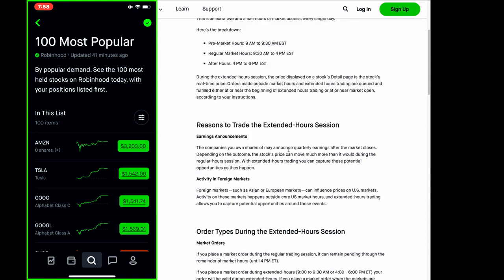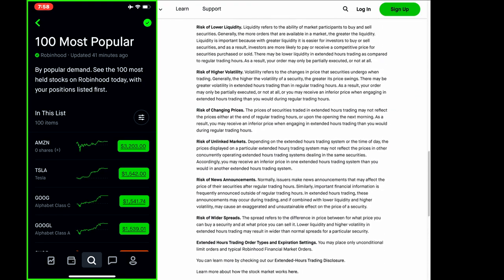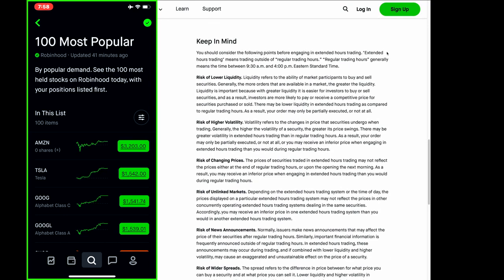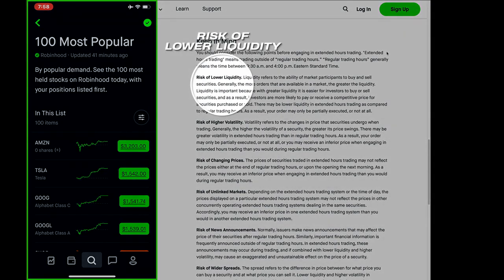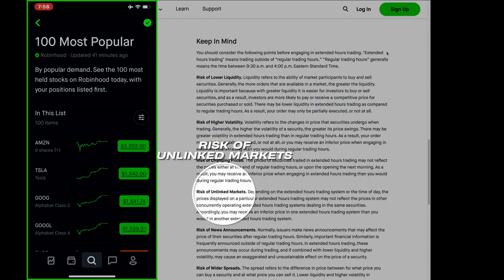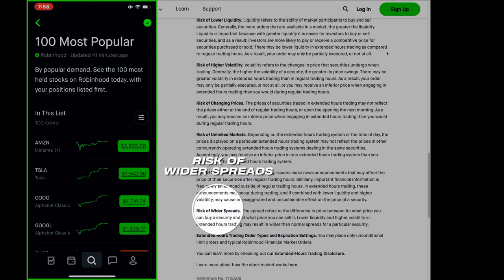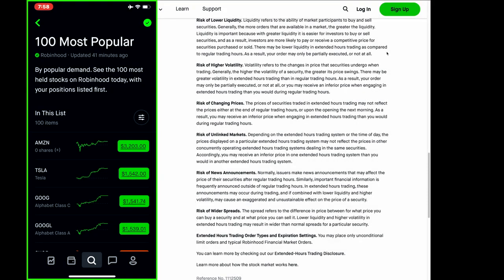You really want to stay away from pre and post hour trading because there's just no real advantage you have there. The spreads are larger. In fact, let's go down the screen and I'll show you a whole lot of reasons not to do it. Here they say, keep in mind, there's a risk of lower liquidity, which is true, risk of higher volatility, risk of changing prices, unlinked markets, news announcements like earnings, and some bad news coming out of nowhere, someone's getting sued. There's a guarantee the risk of wider spreads is going to be there, along with these other things like higher volatility, lower liquidity. You just don't really want to be involved in that unless you're a trader.